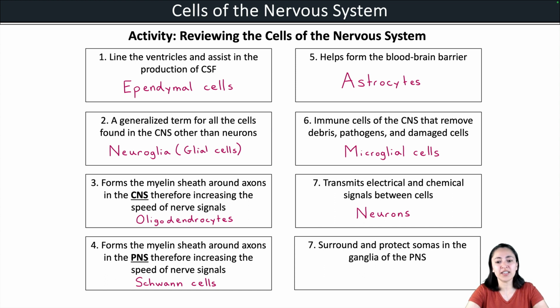And then, this should say number 8. Let me fix that. Number 8, it surrounds and protects the somas in the ganglia of the peripheral nervous system. That would be the satellite cells.